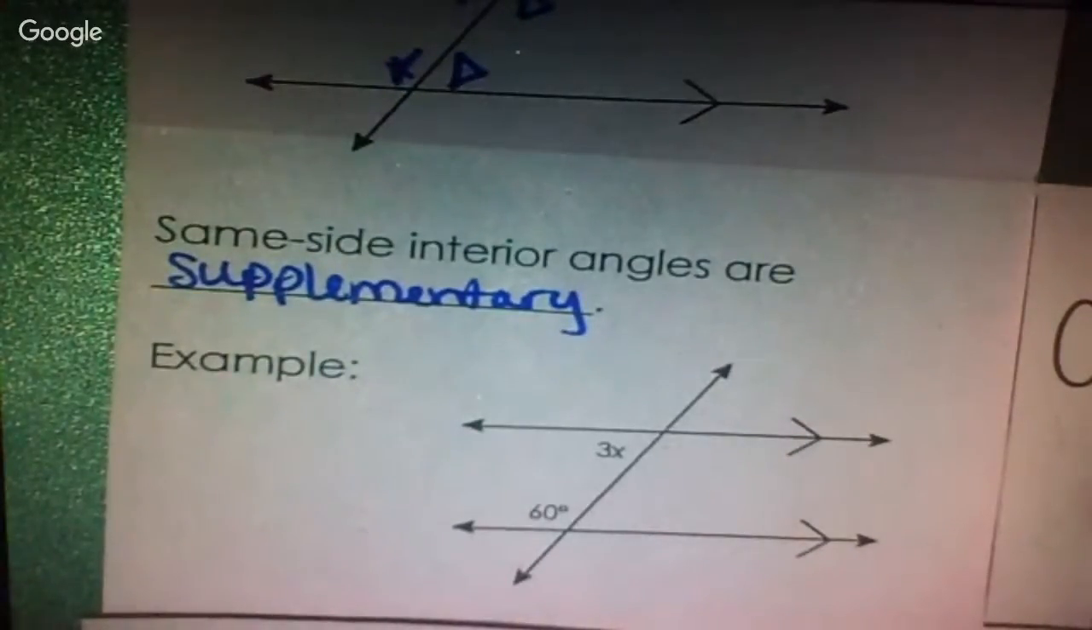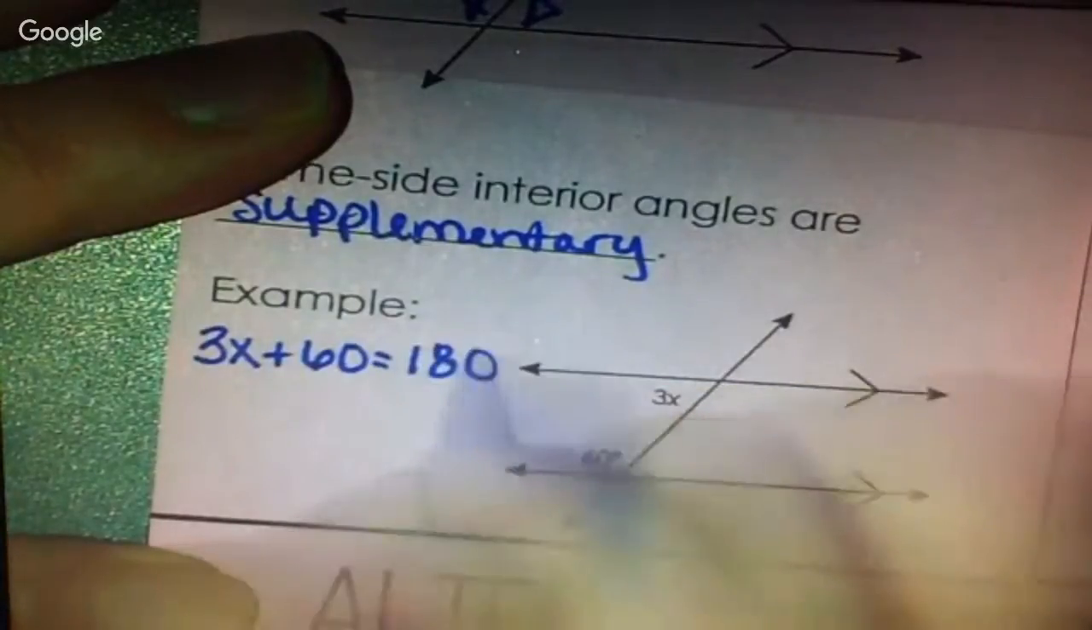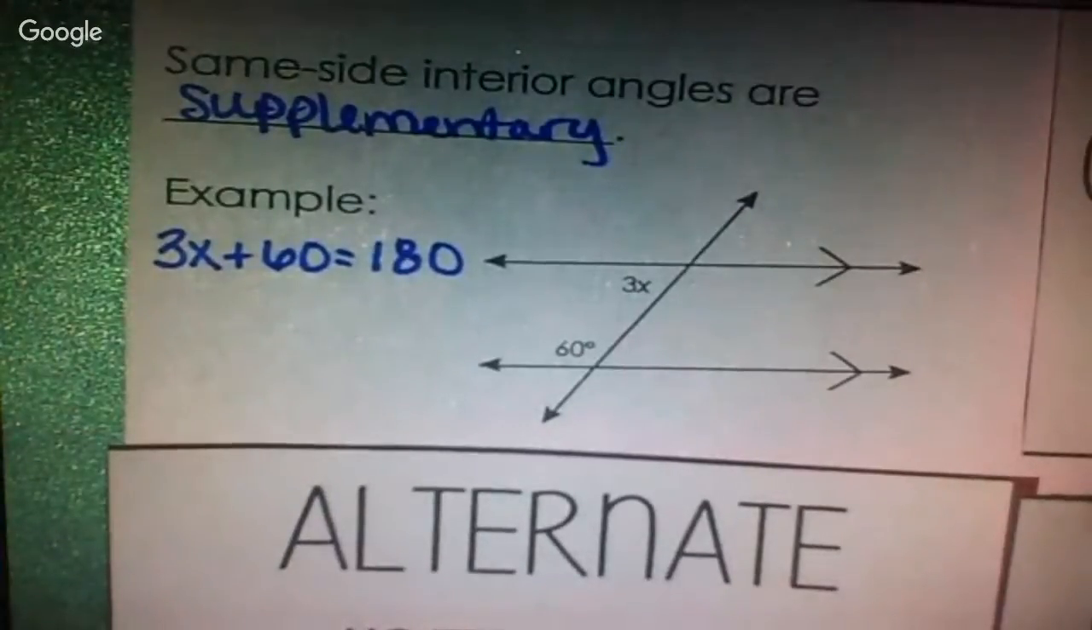All right, so if you're given this example, you should be able to, one, look at the picture and say, okay, that's same side interior. Two, you should be able to solve for x. If these are supplementary, how would I solve for x? 3x plus 60. Beautiful. When I add these two together, whether you put 3x plus 60 or 60 plus 3x does not matter which one comes first. But when you add them together, they should equal 180 if they're supplementary. So now we can solve for x.